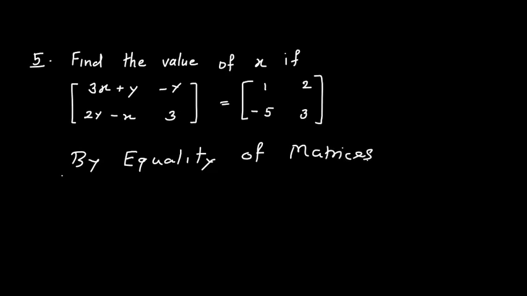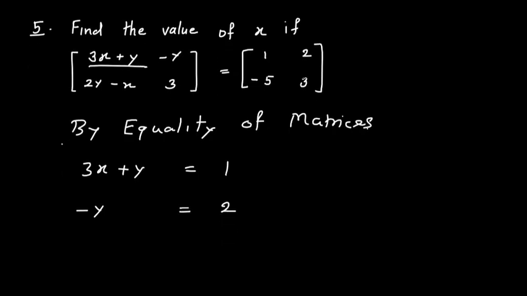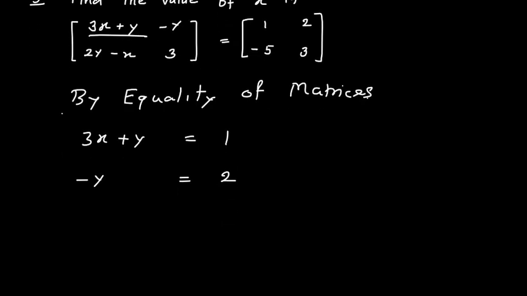Equality of matrices, this first term 3x plus y is going to be equal to 1. This minus y is going to be equal to 2. This 2y minus x is going to be equal to minus 5. This is your equation 1, this is 2 and this is 3. Now here 3 is equal to 3, it is already known.